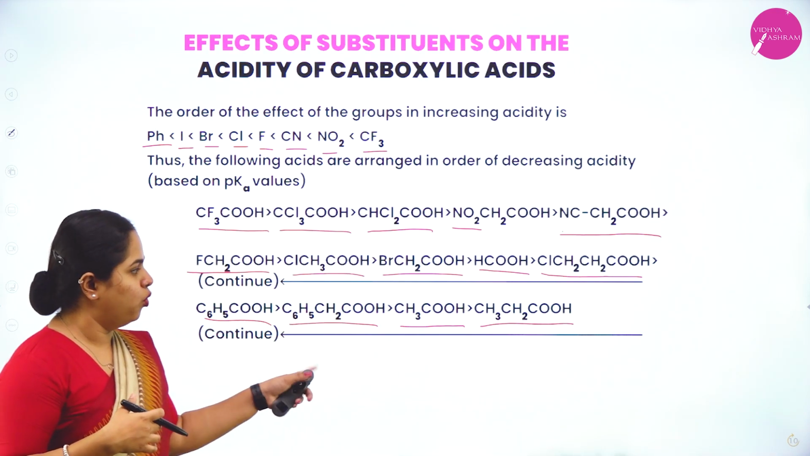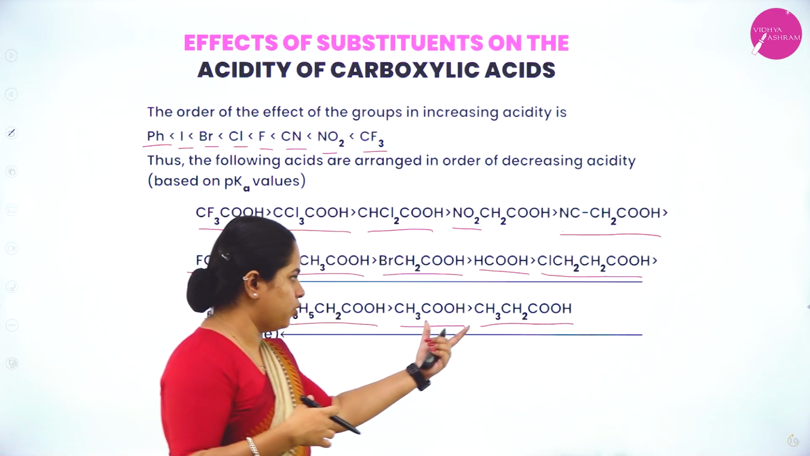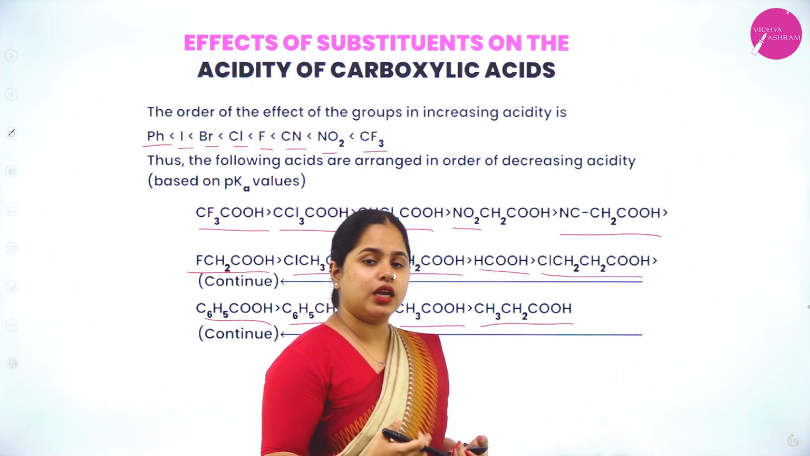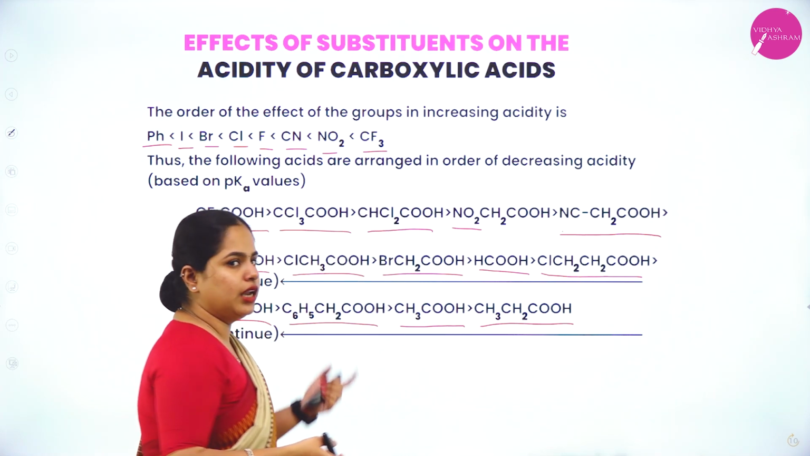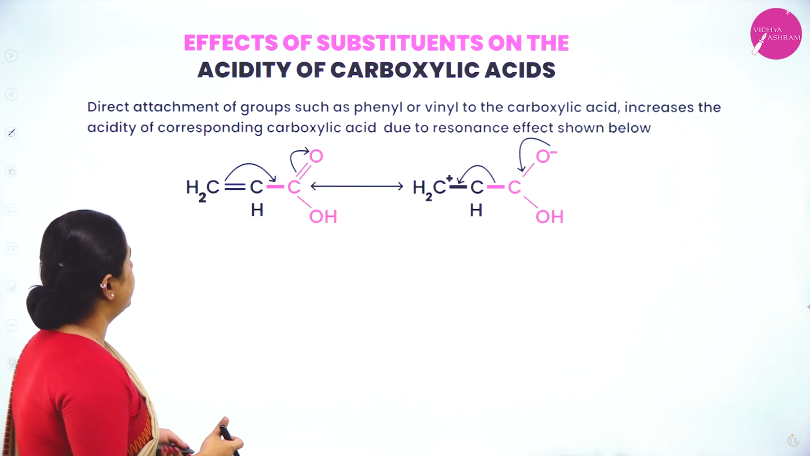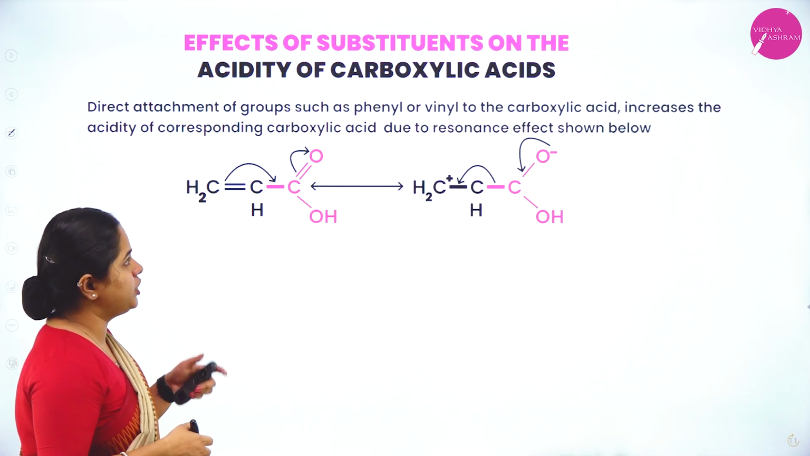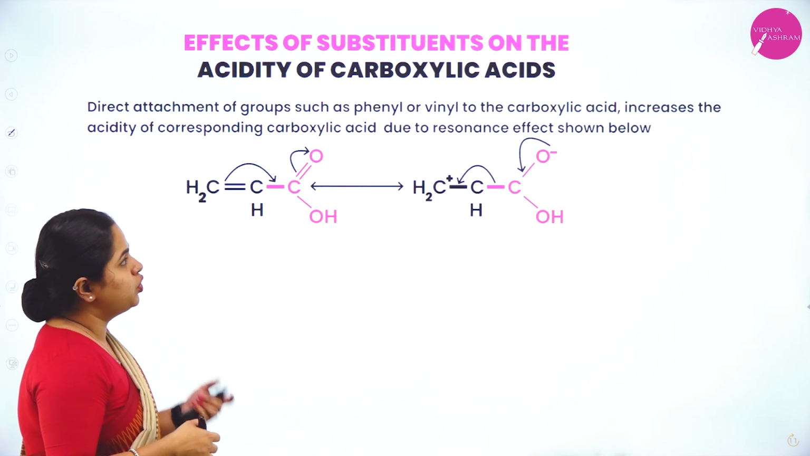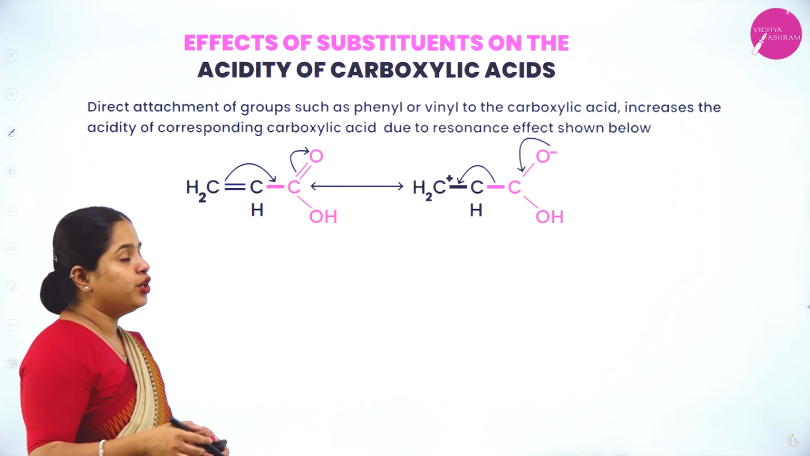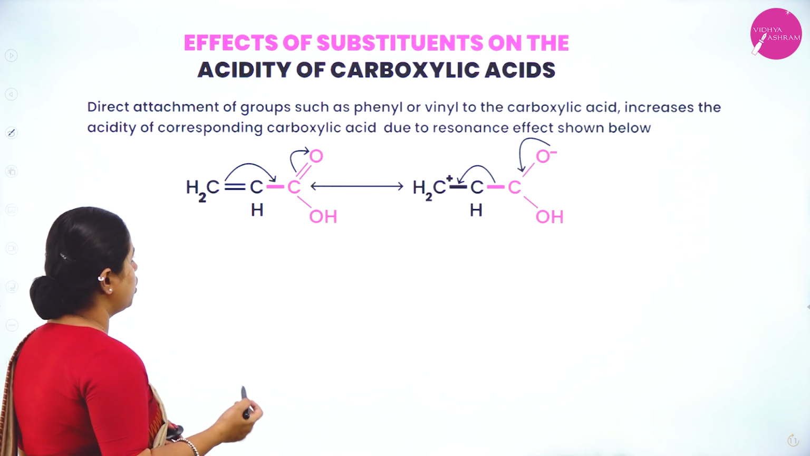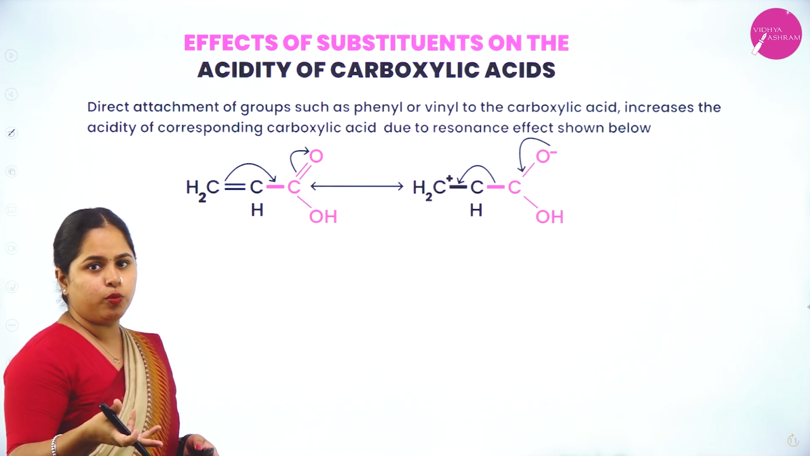Clear? So more alkyl groups present means, you can see that comes in the end. Alkyl groups are electron donating, so they are least acidic compared to the ones having halogens or nitro groups. Clear? Now, the direct attachment of groups such as phenyl or vinyl to the carboxylic acid increases the acidity of the corresponding carboxylic acid due to the resonance effect. So, directly vinyl group or phenyl group.